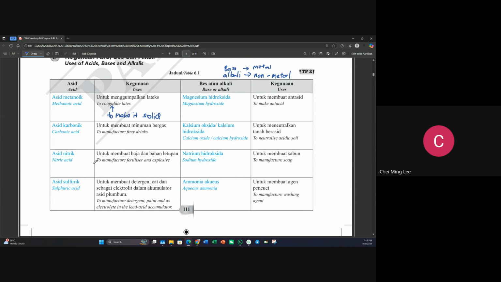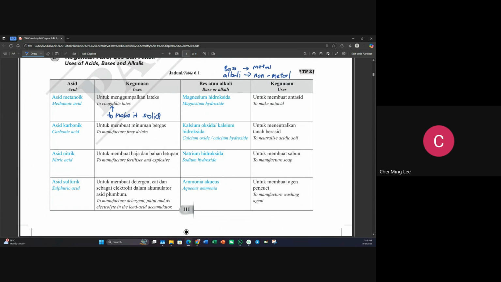Actually, ammonia, after you take out some of the part, can be used to make explosives as well, but that was the very old kind, not nowadays. Nowadays explosives no longer use this. Sulfuric acid is used to manufacture detergent, paint, and also as the electrolyte for the lead acid accumulator, which is the car battery. Magnesium hydroxide is an alkali or base. It is used to make antacid.